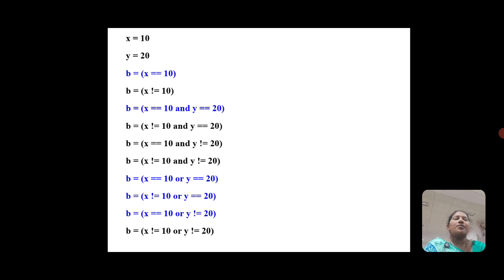The next one is b equal to x equal to 10 and y equal to 20. It's correct. X value is 10, therefore 10 is equal to 10 and 20 is equal to 20, so it will return true. Likewise, I have given some more expressions, you can go through that. These are compound expressions, that is, you are using more than one value there.